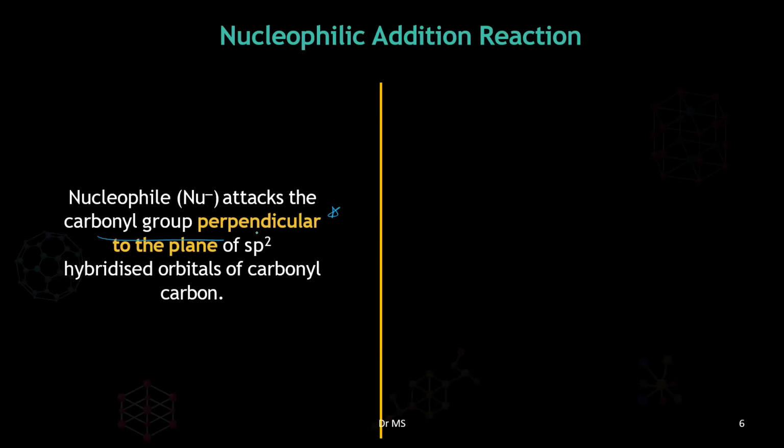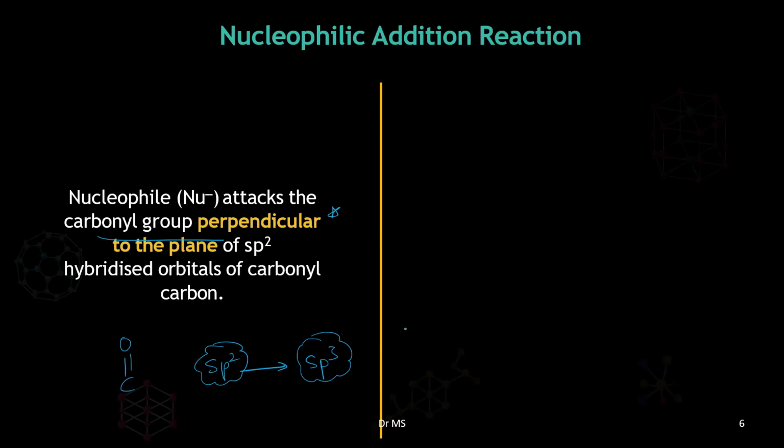It's perpendicularly, so that whatever sp2 is there will finally convert into sp3 hybridization. Whatever C double bond O is there will convert into C, nucleophile, OH. So we know if it is a double bond, it is sp2 hybridized. If it is all single bonds, it is sp3 hybridized. So that's how a double bond sp2 converts into a single bond sp3. Is that clear?